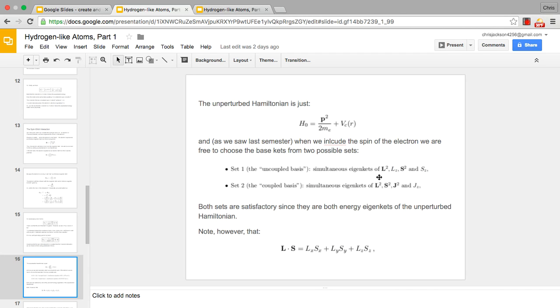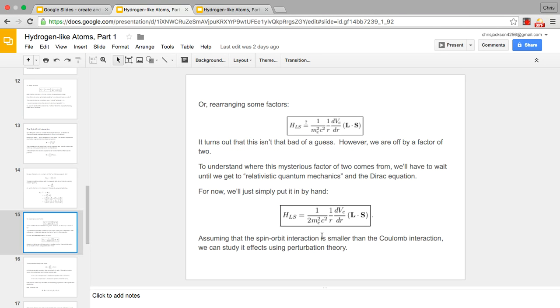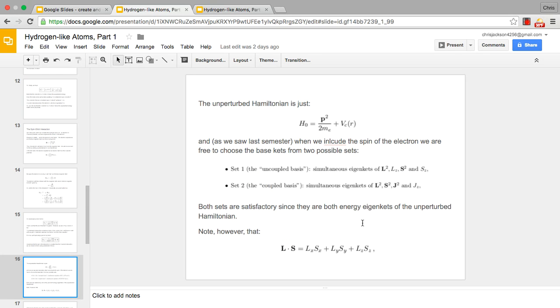All right, so what we did was we want to treat this as our unperturbed Hamiltonian, right? And then treat this H_LS as our perturbation term. And when we look at this operator, we see that it depends on the dot product of L and S. And so we ask ourselves, well, what basis do we want to work in? Do we want to work in the uncoupled basis, where L squared, L_z, S squared, S_z are the good quantum numbers, or do we want to work in the coupled basis where L squared, S squared, and then the total angular momentum J squared and J_z are the good quantum numbers?